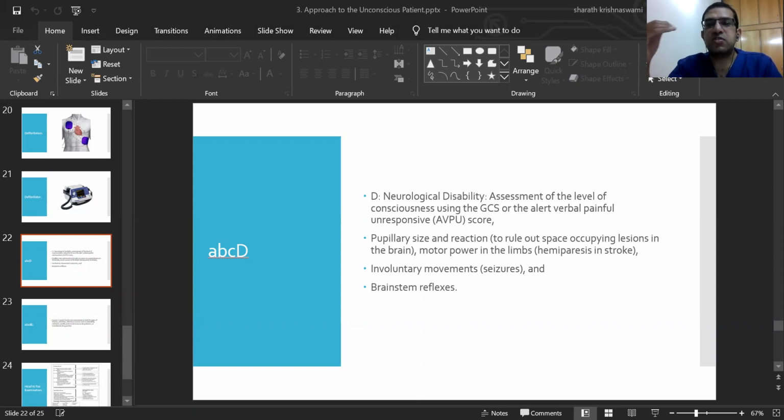Finding out the Glasgow Coma Scale over a period of time and repeatedly assessing the patient will help in monitoring the course of the patient in the hospital and to guide the changes in management.